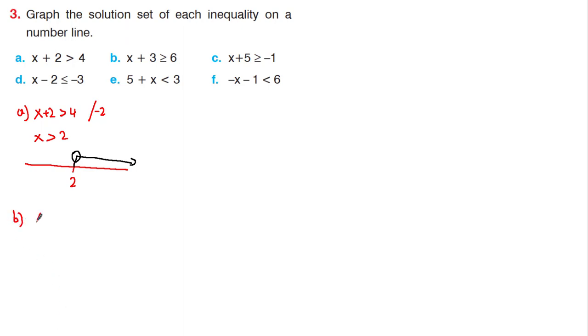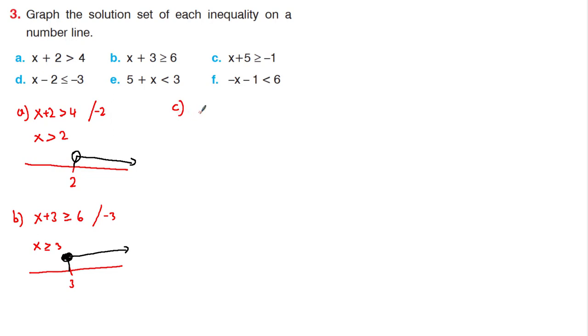Under b, we have x plus 3 is greater than or equal to 6. Same, we will subtract 3, so x is greater than or equal to 3. Represented on the number line, let's say the number 3 will be somewhere here. X is greater than, but also it can be equal, so it should be filled there.